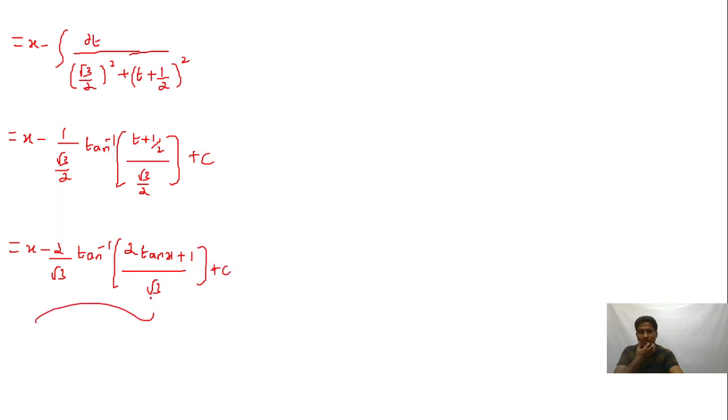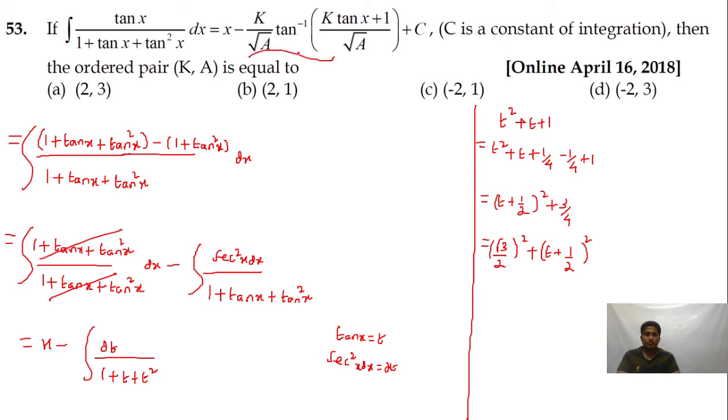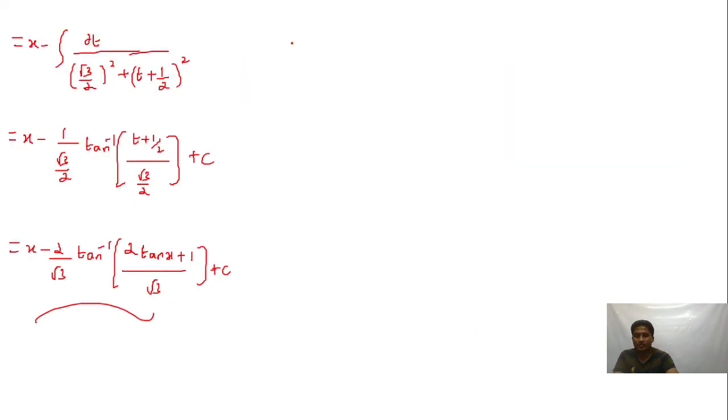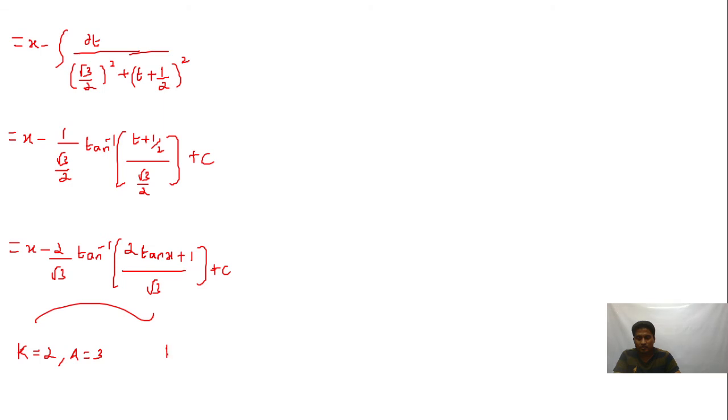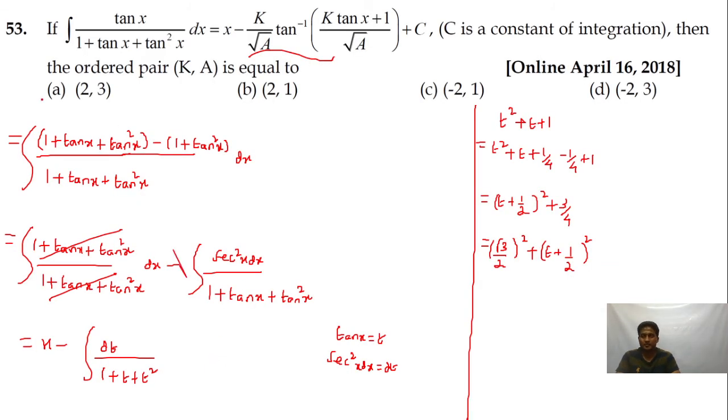Okay, you compare this with the question. I'm supposed to find out what is k comma a. The value of k will be equal to 2. Let me check, k is 2 or minus 2? So yes, k is equal to plus 2. And then the value of a will be equal to 3. So I am supposed to find out k comma a, so the ordered pair k comma a is equal to 2 comma 3. Answer will be equal to option A. Okay, 53 is option A. That's the answer, guys. Let's move to next question. Question number 54.